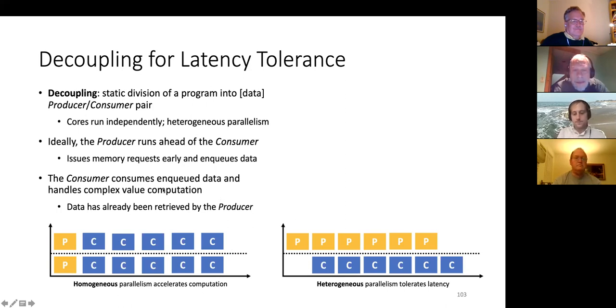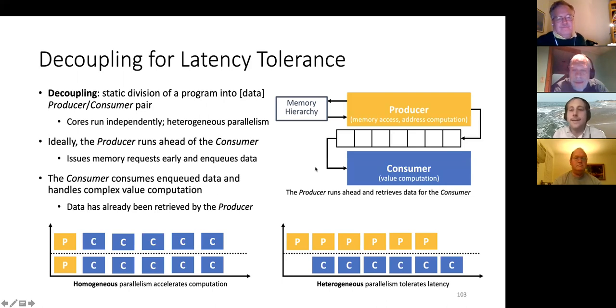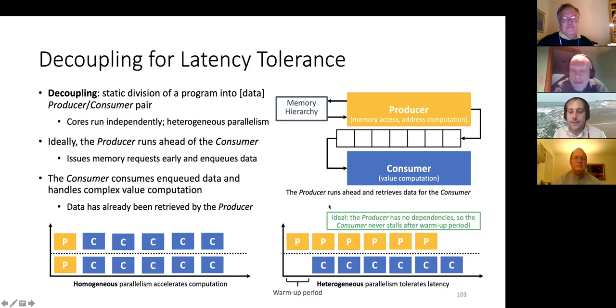So let's see, I think Aninda has this nice animation here where you have the producer and consumer. The producer will ask for a data request, it'll go to the memory hierarchy, it'll come back, and the data then goes to this queue, which is then eventually read by the consumer. It looks more complicated than if the consumer were to directly access the memory, but the idea here is that you get run ahead, and we're going to visualize that in a second.